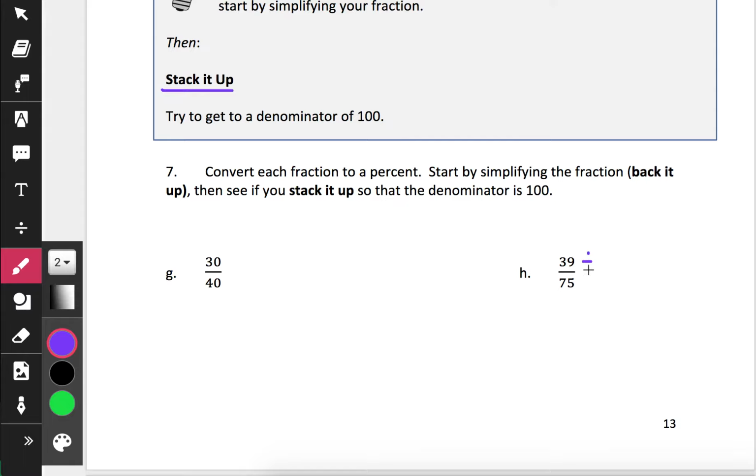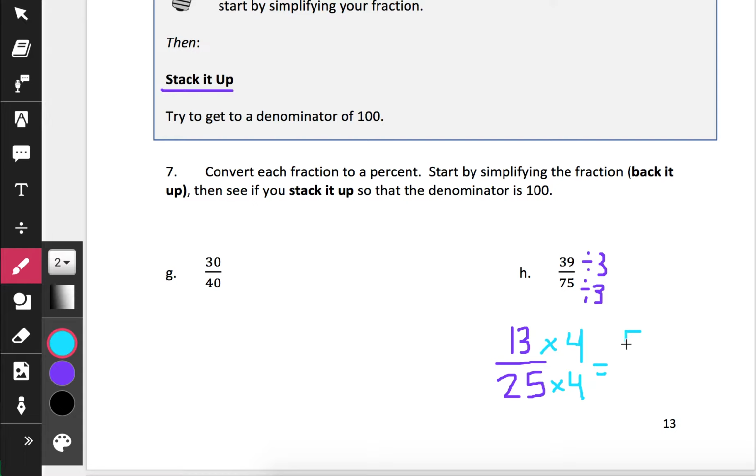So let's start by backing it up. Let's divide numerator and denominator by 3. And I'll write it down here. We get 13 over 25. So now we've backed it up to where the denominator is a factor of 100, and we can stack it up to get our percent. 25 times 4 is 100. 13 times 4 is 52. So 39 over 75 equals 52%.